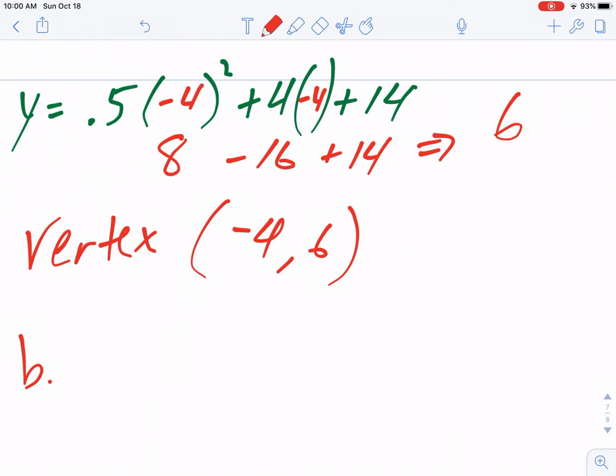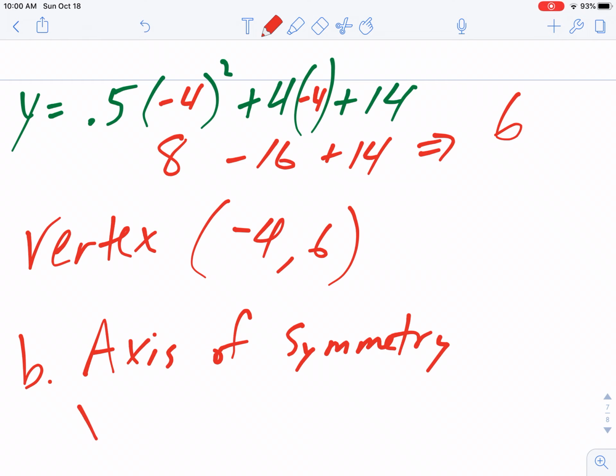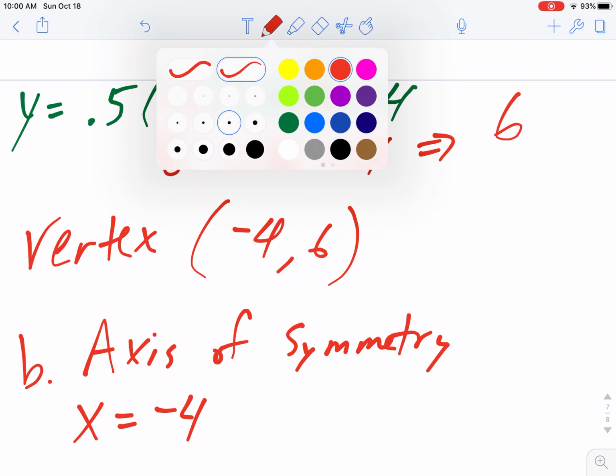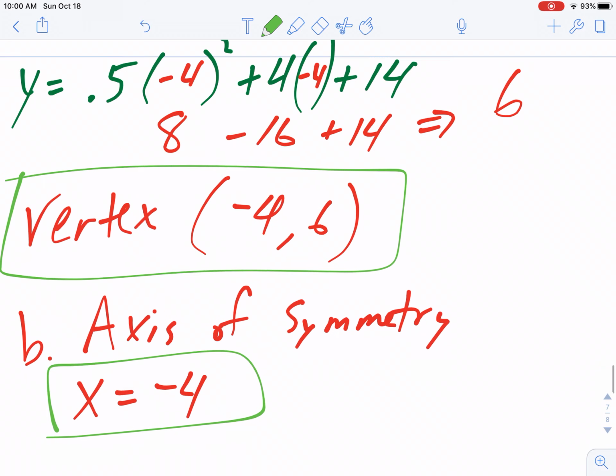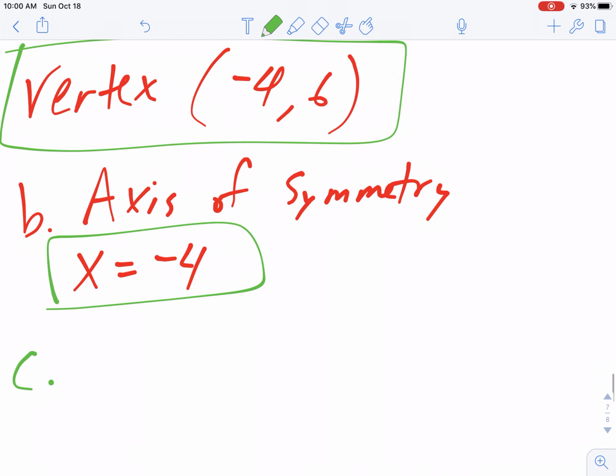Part B, they're going to ask you for the axis of symmetry. The axis of symmetry is an imaginary line, and it's defined like this: x equals some number. It's just a vertical line, and it's whatever value we got for x on the previous vertex calculation. So that's simple. You just have to make sure you type it in like that when you type it into MyMathLab. And even if we were in regular class, I'd say the same thing.